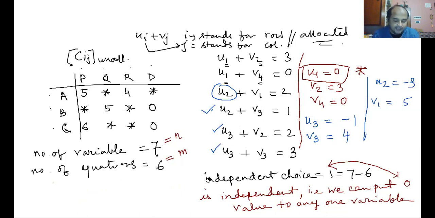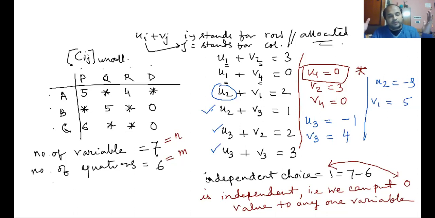See, in section 1 of your syllabus, there is a chapter called linear programming problem. That chapter has not been discussed in detail, but after the transportation method, that chapter will be discussed. In that chapter, there is a theorem which goes like this. Whenever we solve a system of equations, it has two things: one is the number of equations and another is the number of variables. Now, we are accustomed to a system where the number of variables and the number of equations are the same.